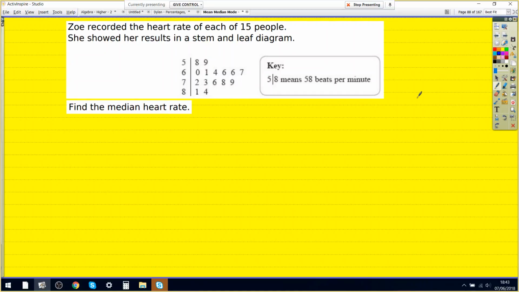Okay, so this one, find the median heart rate. How would you do that? You'd cross over first and end ones off. Yeah. And keep doing that until you reach the middle. First, last, first, last, first, last. So that's the middle one. What is that? 7. And is it just 7? 67 beats per minute. Well done. 67 beats per minute. Perfect.